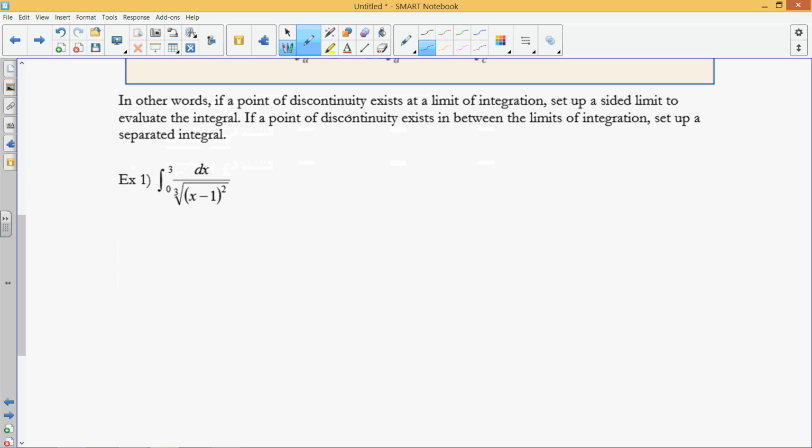In other words, if a point of discontinuity exists at a limit of integration, set up a sided limit to evaluate. If it exists in between the limits, set up a separated interval. So let me show you how that works here.